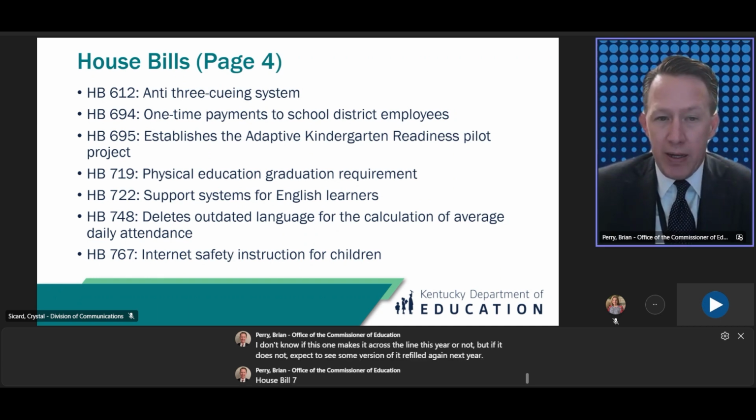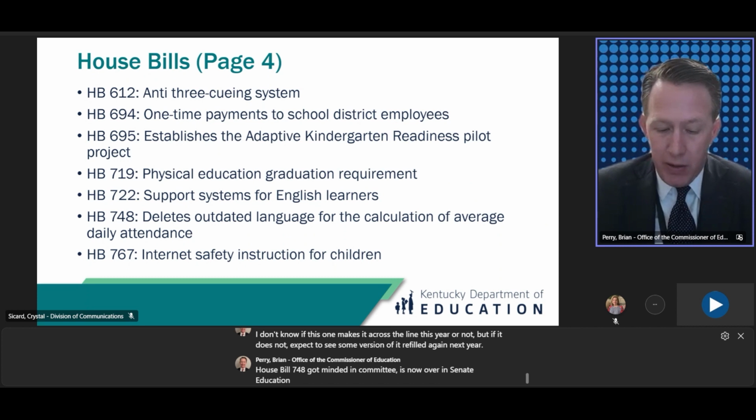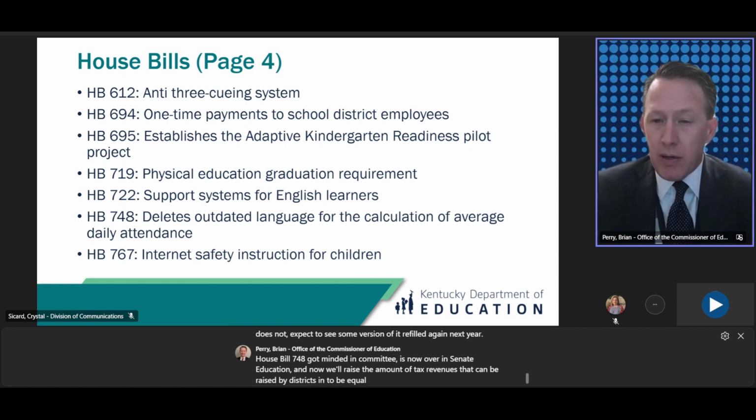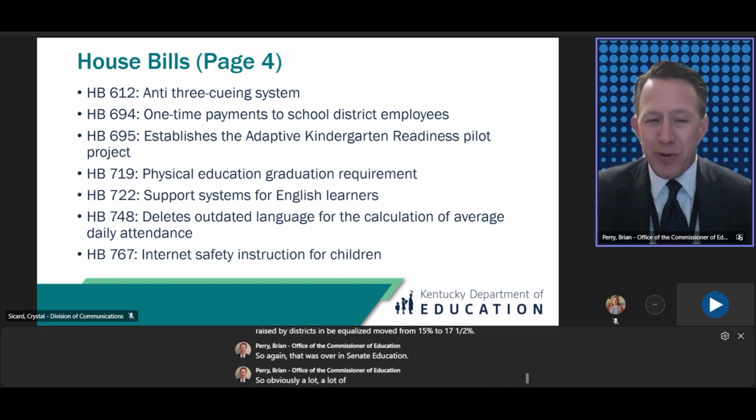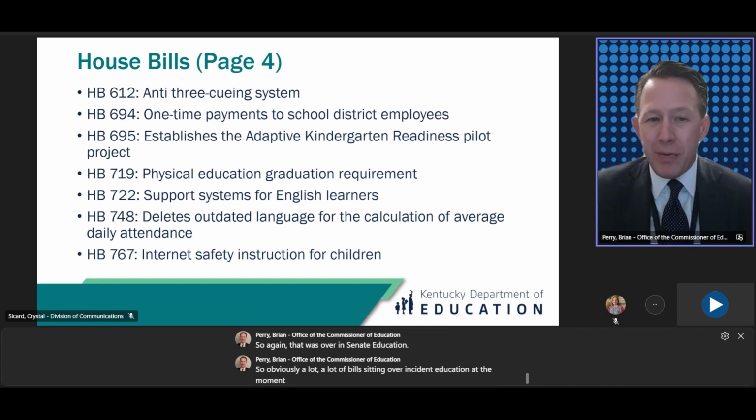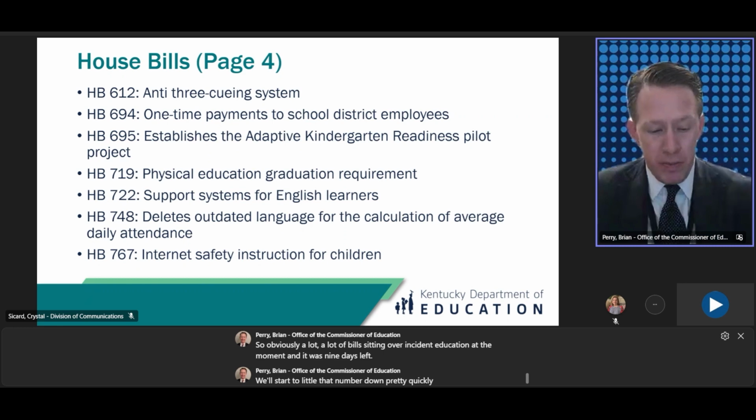House Bill 748 got amended in committee, is now over in Senate Education, and now will raise the amount of tax revenues that can be raised by districts and to be equalized, move from 15% to 17.5%. So again, that one's over in Senate Education. So obviously a lot of bills sitting over in Senate Education at the moment. And with 9 days left, we'll start to whittle that number down pretty quickly, I imagine.